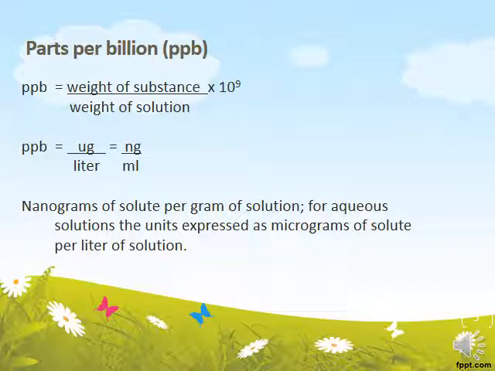Moving on to the next one, which is parts per billion, ppb. By definition, it means weight of the substance divided by weight of solution times 10 power of 9, because billion has 9 digits. So parts per billion is also equivalent to microgram per liter, or nanogram per mil. So nanogram of solute per gram of solution for aqueous solution.